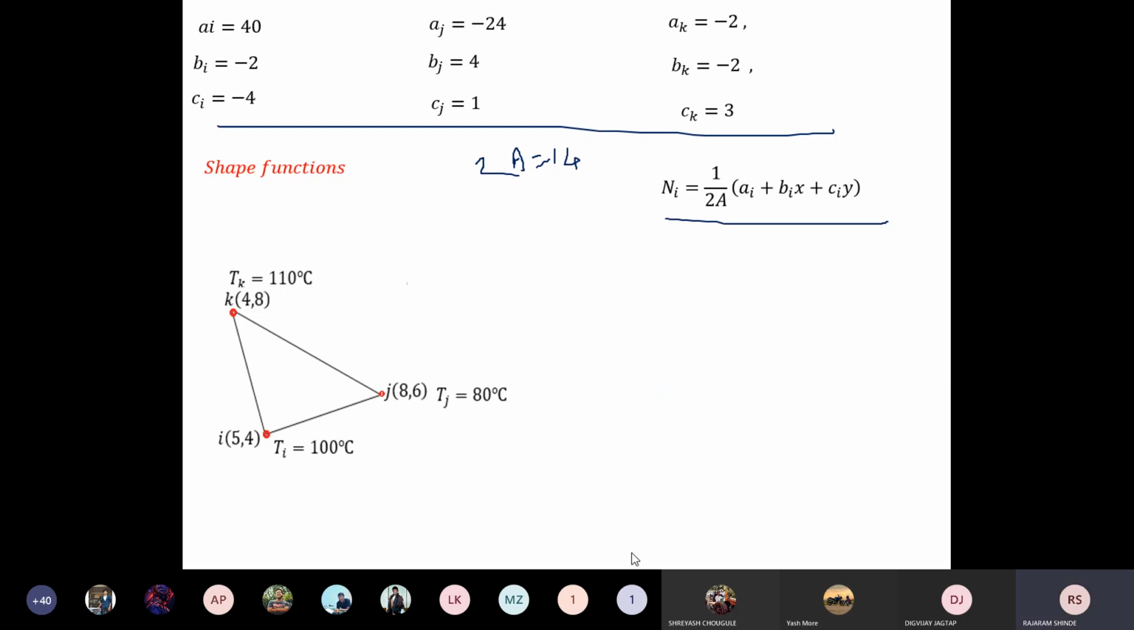Sahi Patil, you tell me what is Ni. Pawan Londe. Yes. You tell me Ni. What value of Ni you will get?